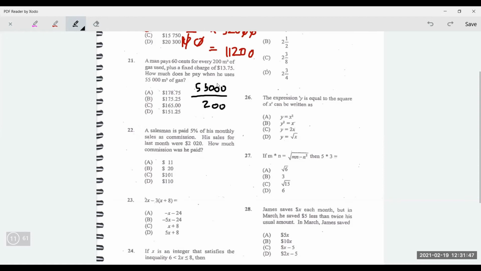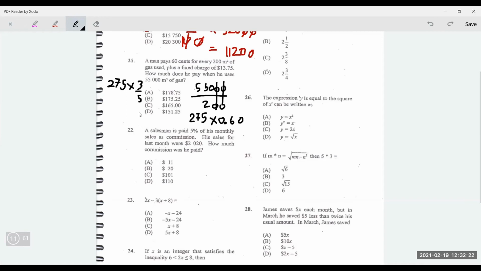This zero cancels this zero. 550 over 2 is, what is 550 over 2? I believe that is 275. And then you're going to multiply 275 by 60 cents, which is 0.60. Now my preference is always to work in fractions. So 275 times 0.6, that is 3 over 5.